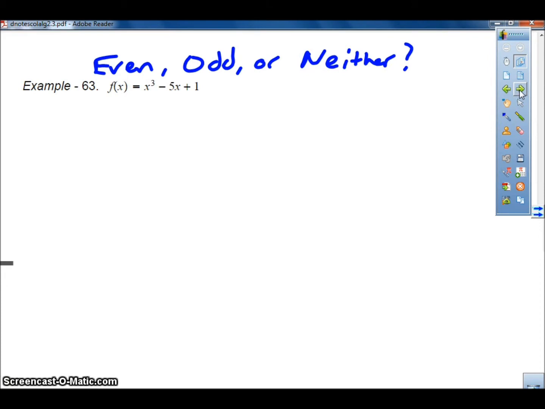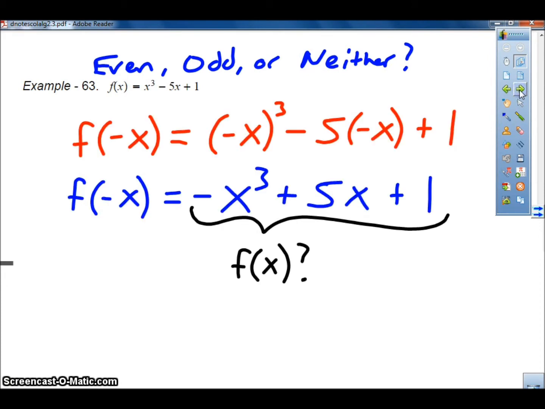The way you determine if a function is even or odd is you look for f of negative x. So if you take that function f of x and you find f of negative x instead, everywhere we have an x, we're going to replace it with negative x. On the right-hand side, you will get negative x to the third power minus 5 times negative x plus 1.